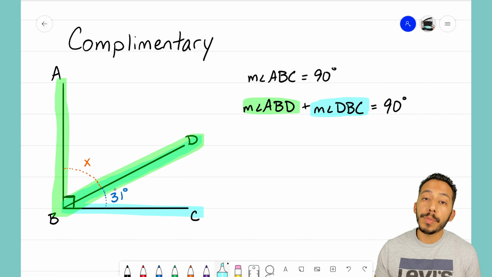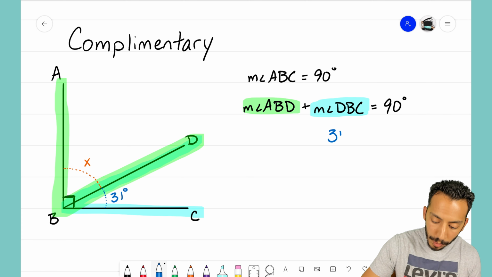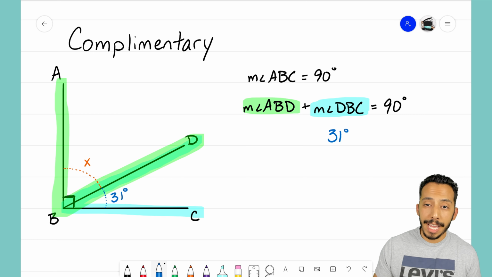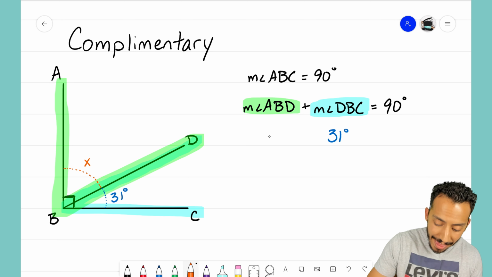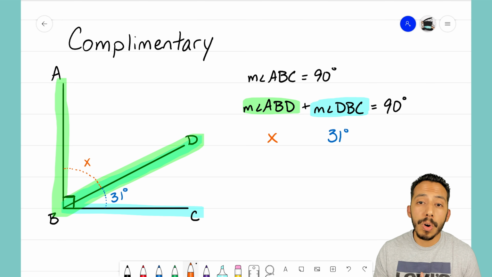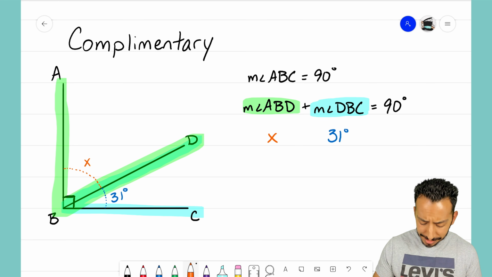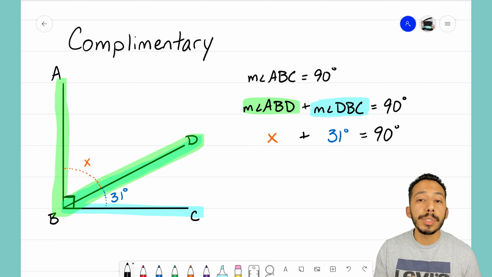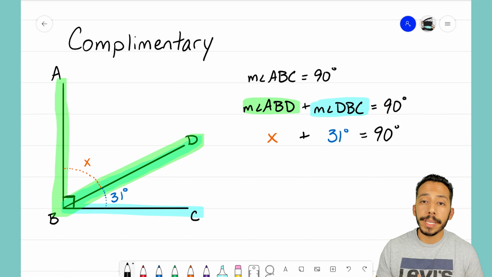Notice that I do know the value of one of the angles. I know that angle DBC equals 31 degrees. But I don't know the value of angle ABD. That angle is labeled with my orange X. I don't know what that value is, and that's what this problem is asking us to solve. We want to solve for X. Well, I know that X plus 31 degrees has to equal 90 degrees, because those two angles form our 90-degree angle. They're complementary.